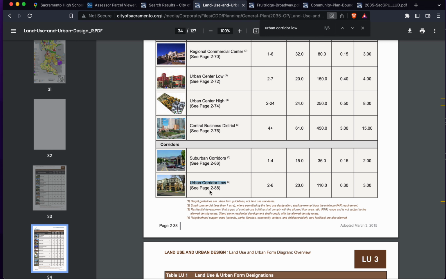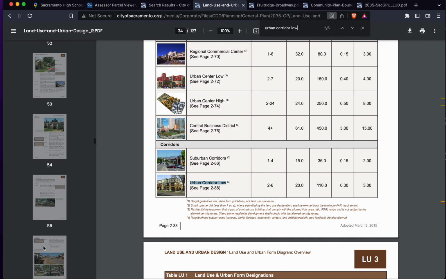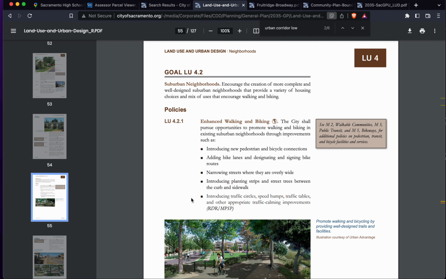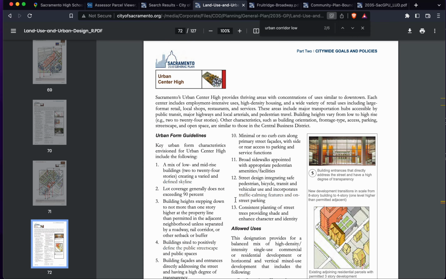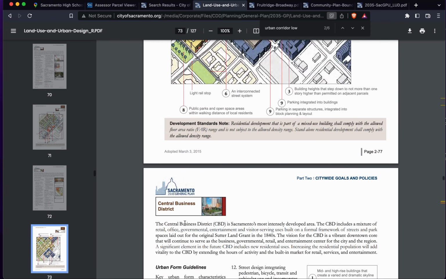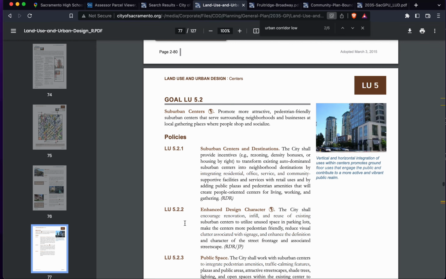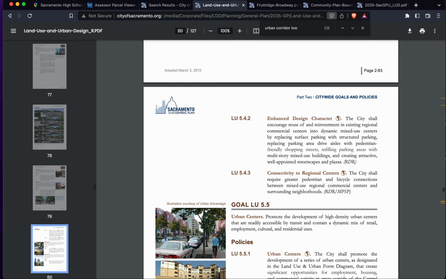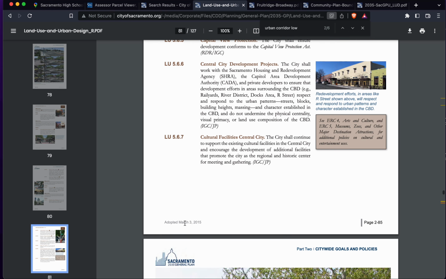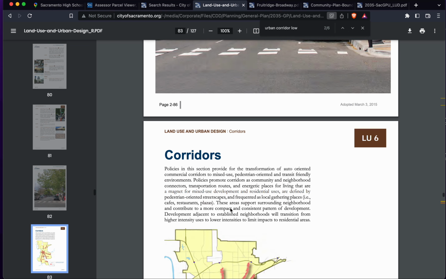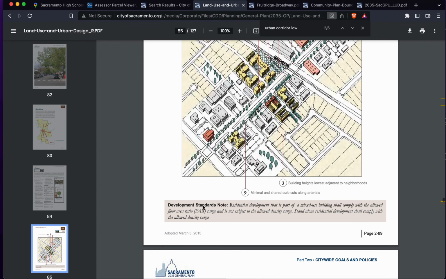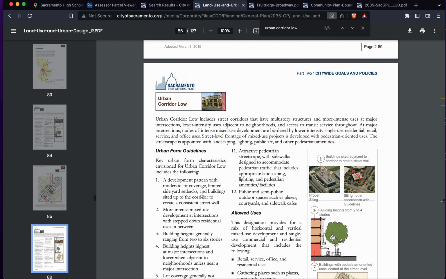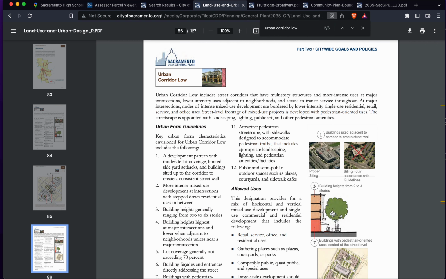It also says that we have to look at page 2-88. So 288. Where's 288? This is 259, so let's go to 288. This is 276, 288, 280, 285. Corridors, there you go. Suburban, so not that one. You wanted to look at the urban law. Here you go, here's the design guidelines. You've got to read this.